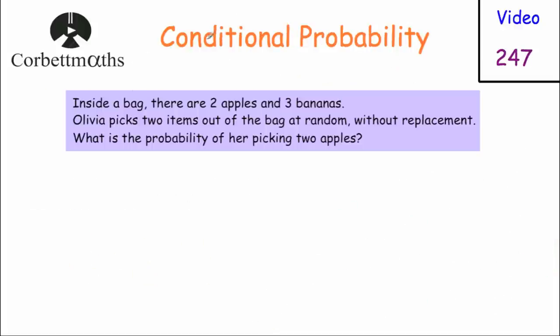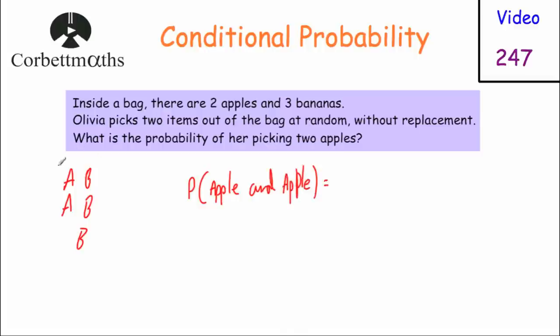So our next topic is conditional probability, and that's video 247 on Corbettmaths. And here's our question. It says, inside a bag, there's two apples, and there's three bananas. So in a bag, there's 5 pieces of fruit, 2 apples and 3 bananas. And Olivia's going to pick out 2 items from the bag at random without replacement. So she's going to take out the first one, she's not going to put it back in, and then she's going to take a second one out. And the question says, what's the probability of her picking 2 apples? So that's the probability of apple and apple.